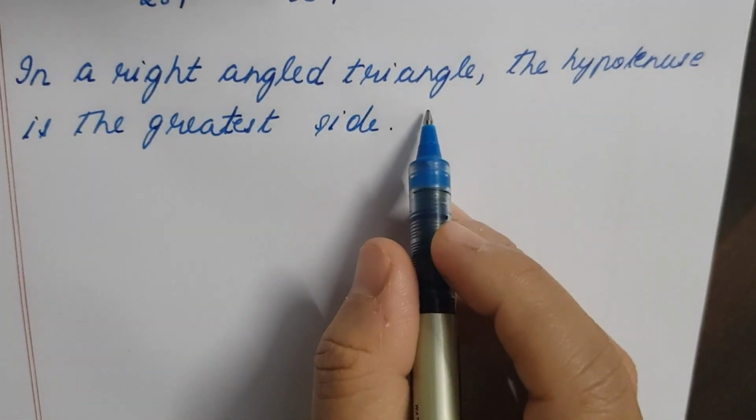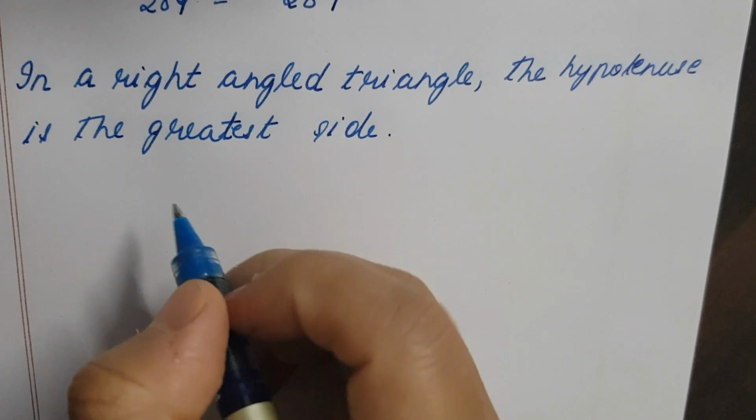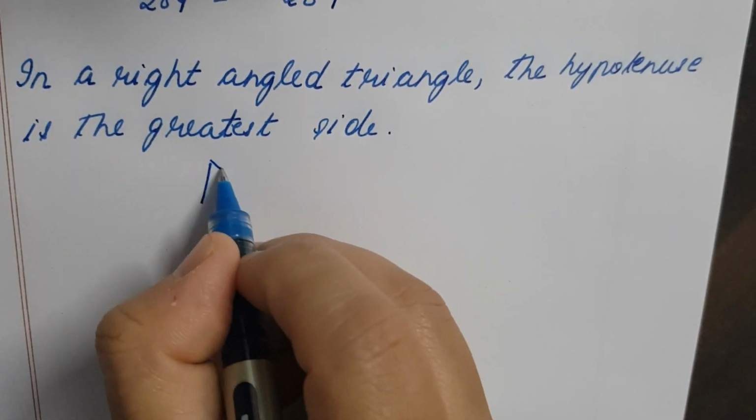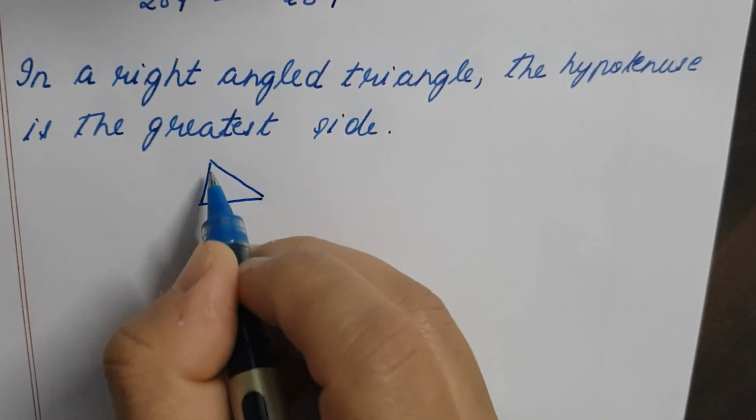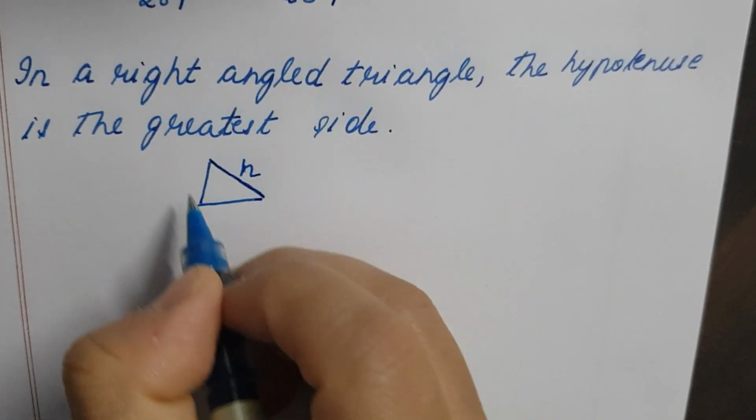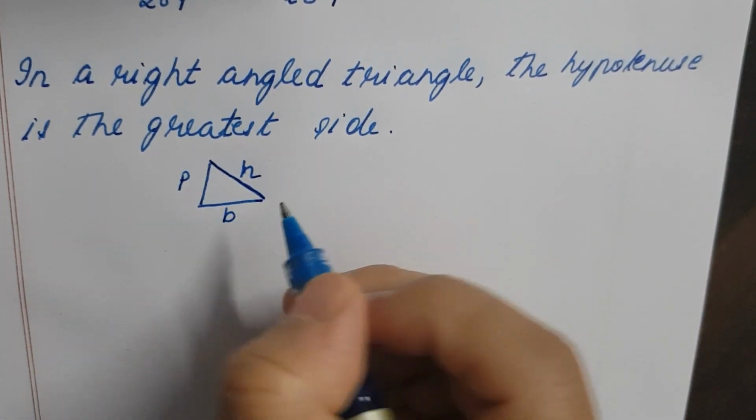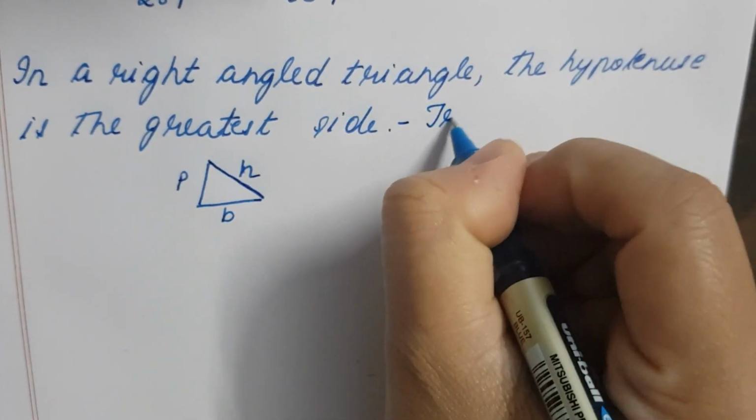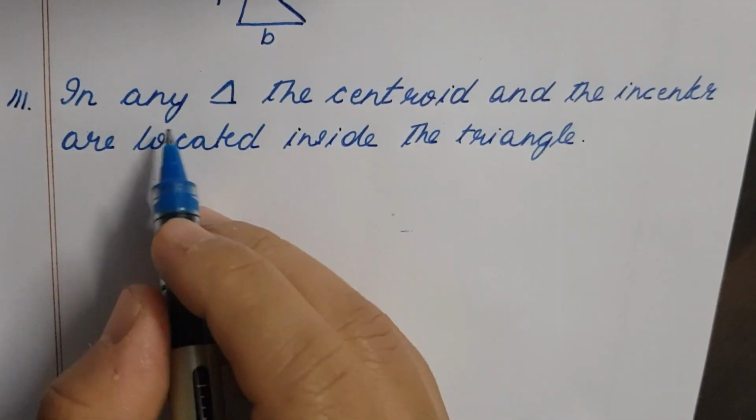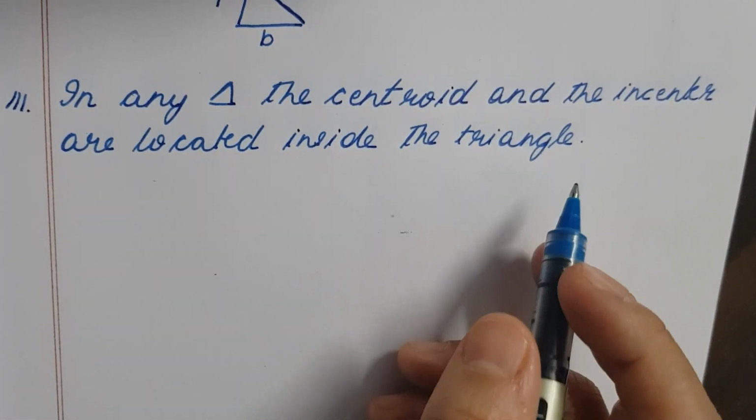In a right angled triangle, the hypotenuse is the greatest side. True. Look, this is a triangle. So in the triangle, this is the greatest side. So this is the hypotenuse. This is the perpendicular and this is the base. So the hypotenuse is the greatest side. So it is true.